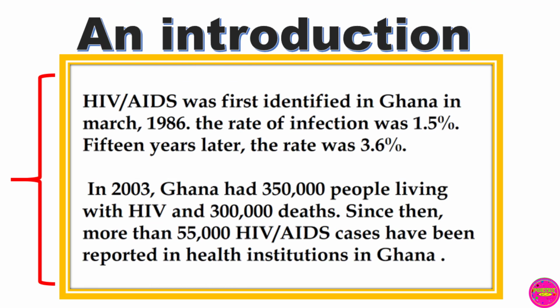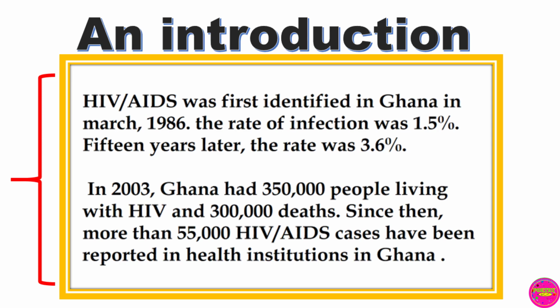Let's consider this example. HIV/AIDS was first identified in Ghana in March 1986. The rate of infection was 1.5%. 15 years later, the rate was 3.6%. In 2003, Ghana had 350,000 people living with HIV and 300,000 deaths. Since then, more than 55,000 HIV/AIDS cases have been reported in health institutions in Ghana. So with this introduction, the author makes a broad general statement and narrows it down to the subject matter of the passage.